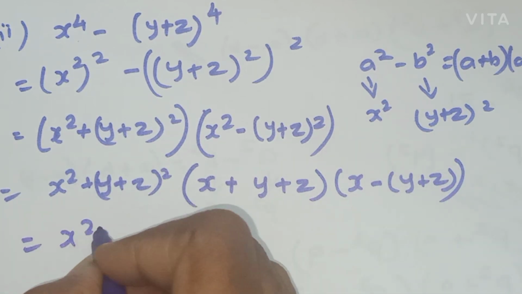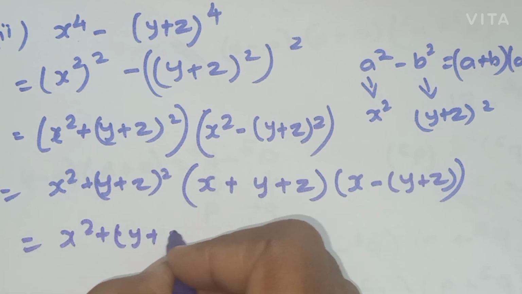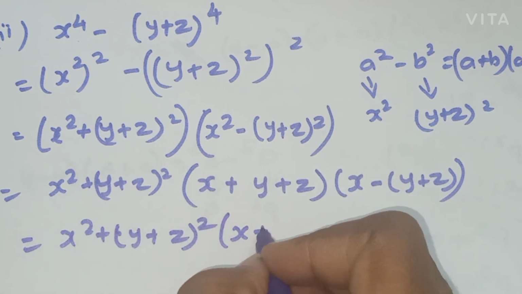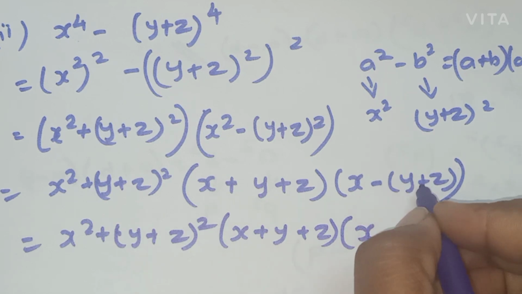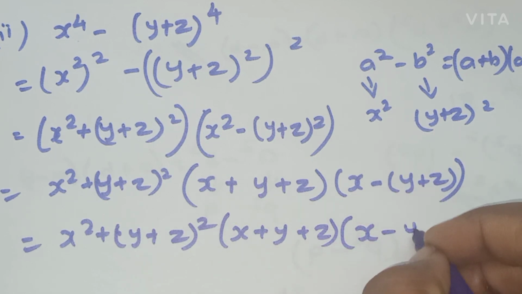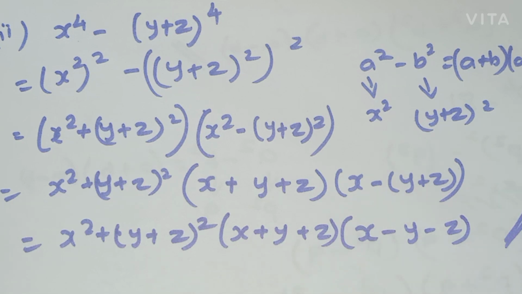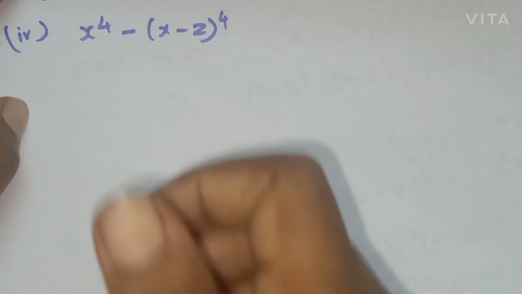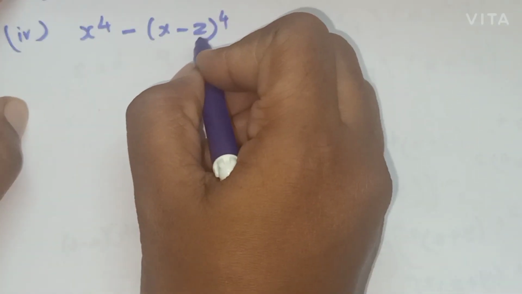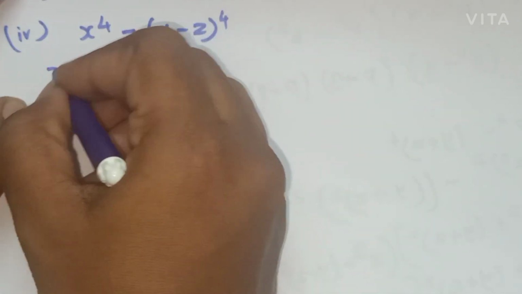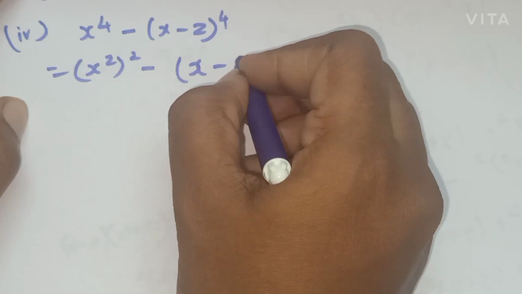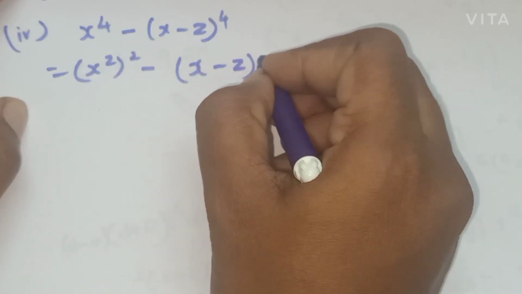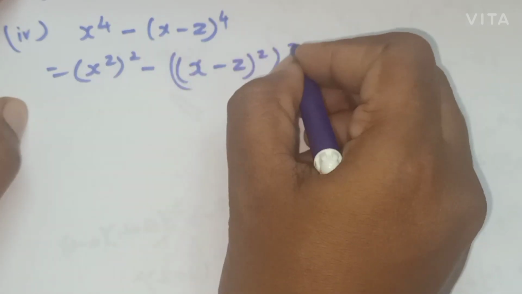So this is equal to (x square + y + z) the whole square into (x + y + z) into x. When I multiply minus inside the bracket we get minus y minus z to be the answer. Subdivision 4: x power 4 minus (x minus z) the whole power 4. So x power 4 we can write as (x square) the whole square, and (x minus z) the whole power 4 can be written as ((x minus z) square) the whole square.